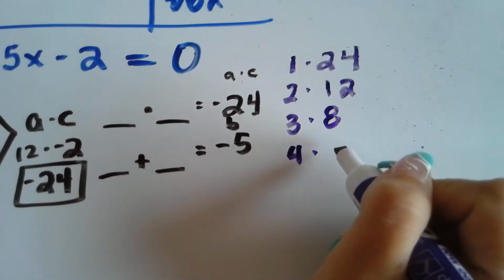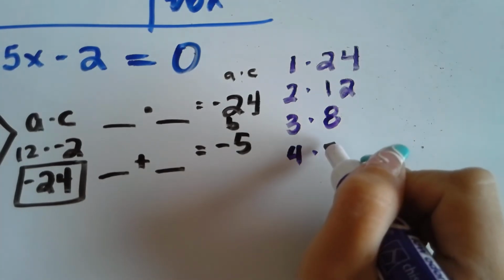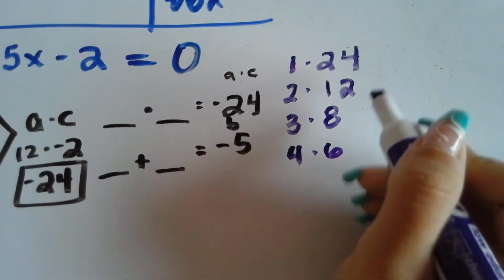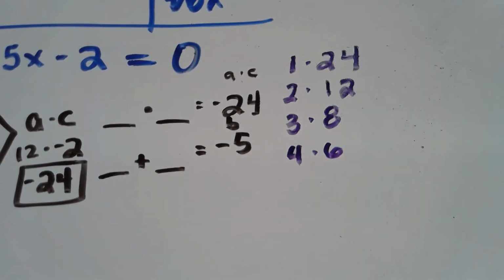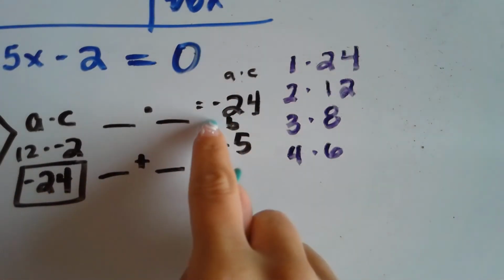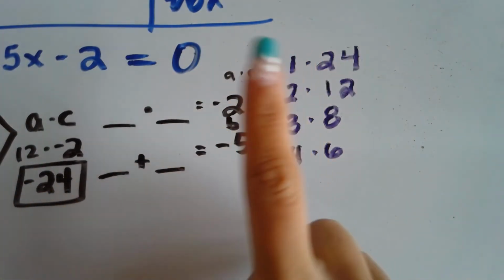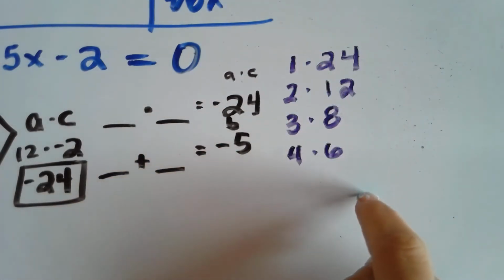4 times 6, and I think that's it, okay? All right, so these are our factors of 24. Now we know they have to multiply to be a negative, so one of these, either this column or this column, is going to have to be a negative, okay?